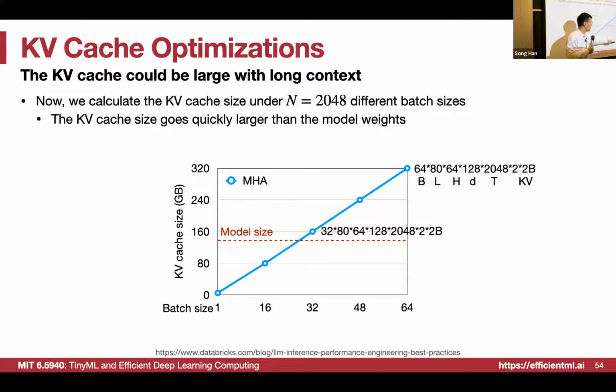Here is the batch size of 1, 16, 32, and this is KV cache size. This is the model size. So we can even surpass the model size. This is a calculation: batch size, number of layers, number of heads, hidden dimension, number of tokens, and KV.